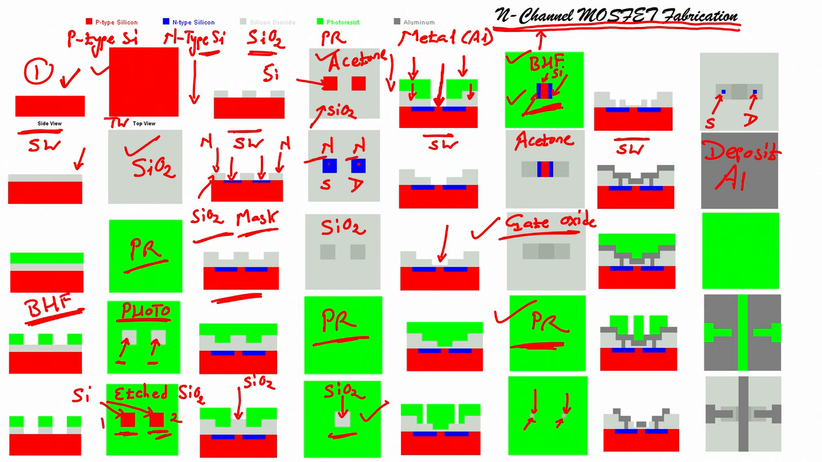Now, once you deposit, what is the next step? Next step is you spin coat photoresist. Okay, spin coat photoresist, do lithography and open this particular area. Open this particular area. When you open this particular area, you can see here, this is a top view, this is a cross section.